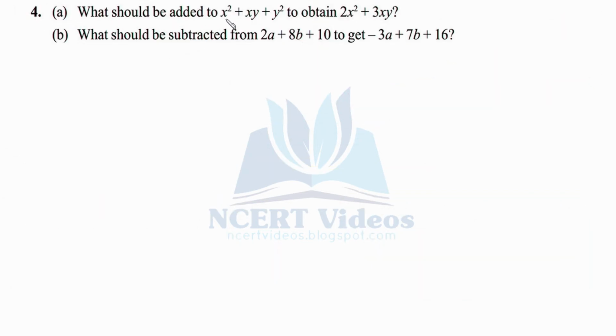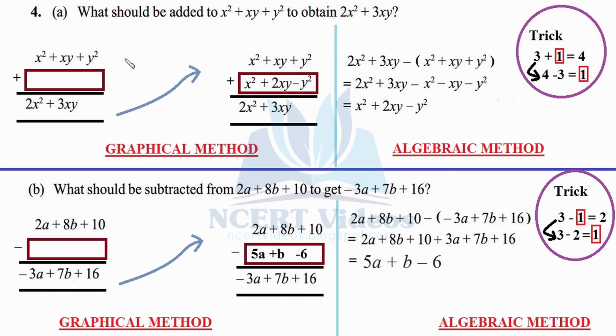Question fourth. A. What should be added to x squared plus xy plus y squared to obtain 2x squared plus 3xy? B. What should be subtracted from 2a plus 8b plus 10 to get negative 3a plus 7b plus 16? We can solve this question in two ways. First one is graphical method, in which more visual representation is there, and there is obviously algebraic method, which we will use quite often in coming questions or coming chapters.